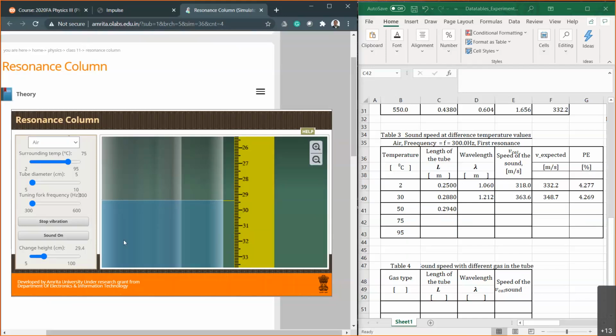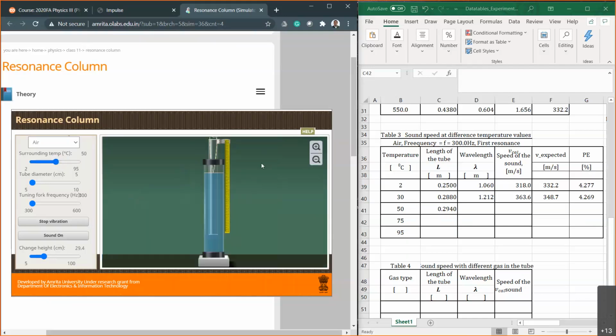75 is also 29.4. I think I made a mistake at 50. Let's go back there. It seems to be not changing at all. Check the 50 again very quickly. It seems the length doesn't change at all then. Everything looks good. Sound on, and then bring it up.